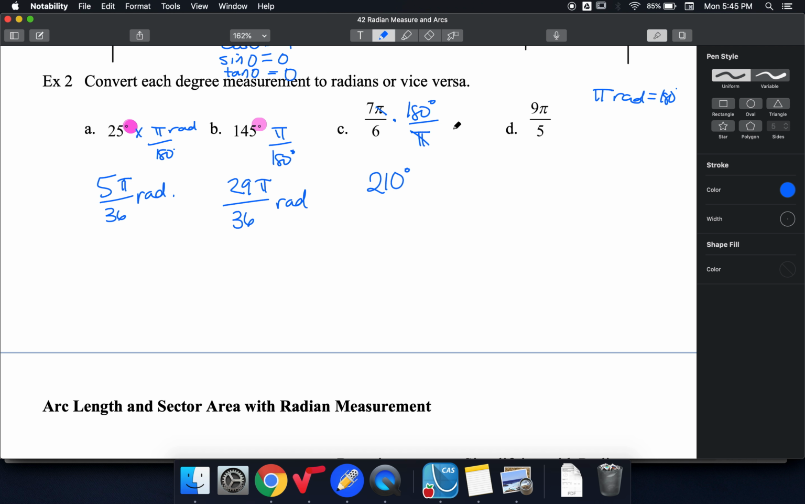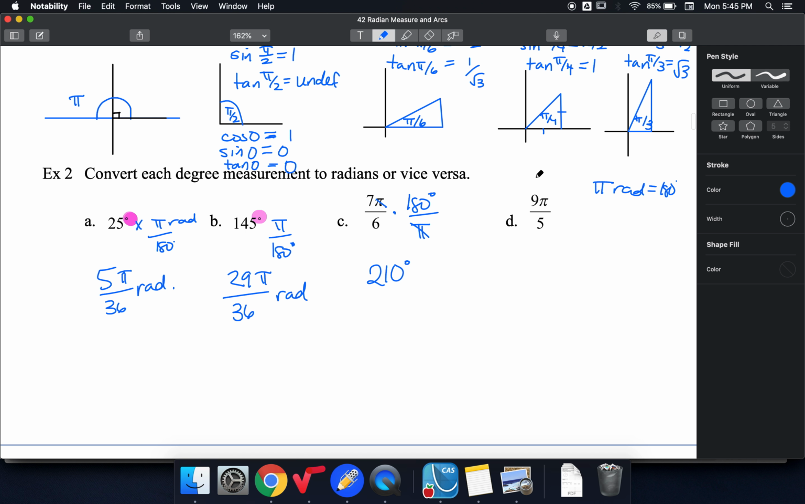Well, I can also think about it with what we just said. I know that pi over 6 is 30 degrees. 7 pi over 6, well, that's a full pi plus another pi over 6. So that's a full 180 plus another 30. 9 pi over 5, well, pi fifths is going to be 1/5 of 180. So that's another way you could think about it, or just do the simplification.